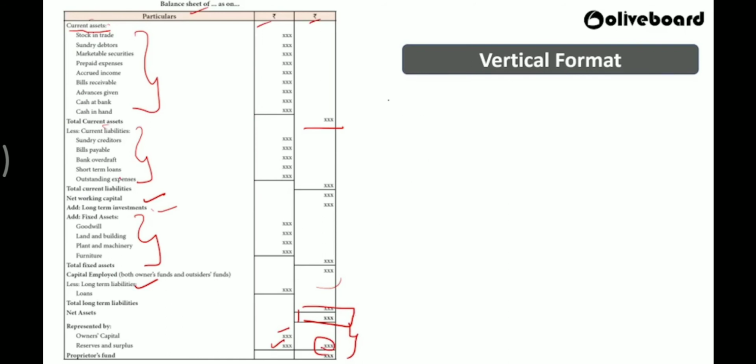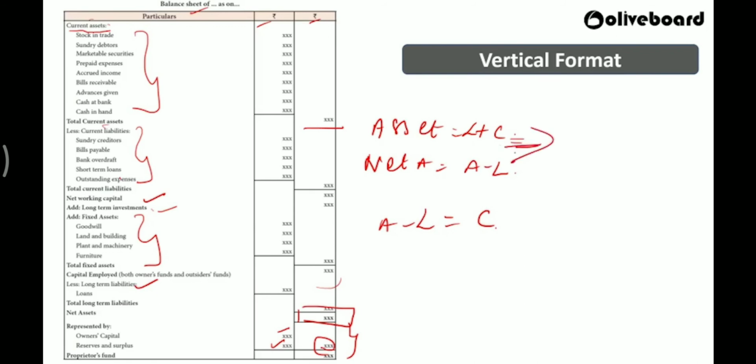Net assets is nothing but what, guys? Please understand. Assets is equal to liabilities plus capital. Now, net asset is equal to assets minus liability. All right. Now, see here, assets minus liability is equal to what? Capital. If I rearrange this equation, I bring this liability to this side. So, assets minus liability is equal to what? Capital. That is what I am proving here. So, this is my net asset.